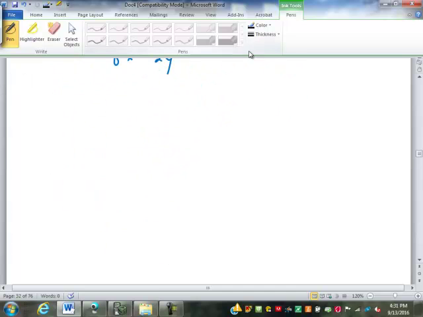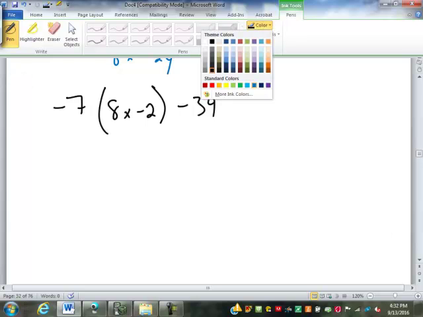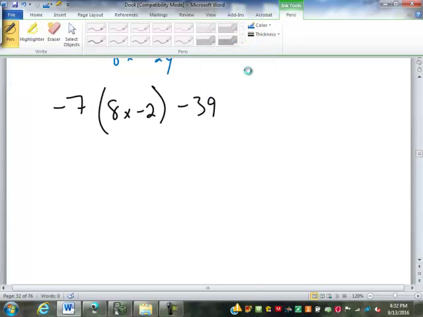How about something like this? Try that in your notes quick. So what do we do first here? We see parentheses, that should always draw our attention to do something there first. Is there anything I can do inside these parentheses? No. So what's my next question? Anything you can do to the parentheses, which is distribute. Multiply by the negative 7, yes.